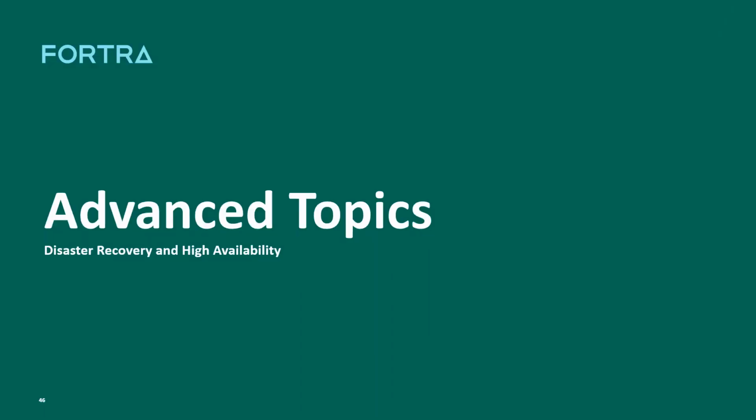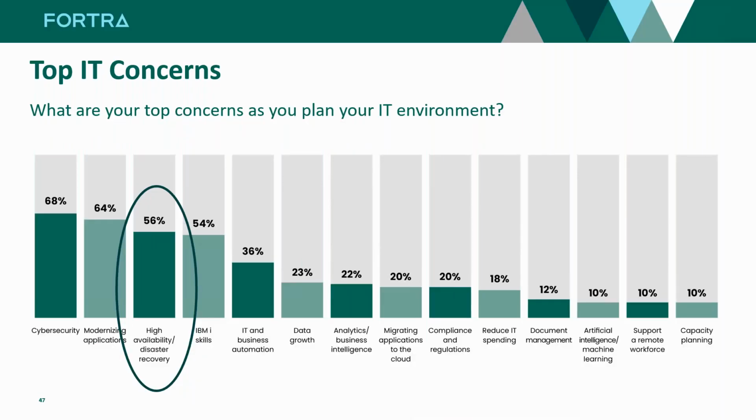Okay, so we are going to discuss disaster recovery and high availability now. So remember when we saw the survey, the third top concern for the IT environment is HA and DR. And I don't know, I'm nervous if you had any talks about this lately with customers. Yes, and they are really worried.